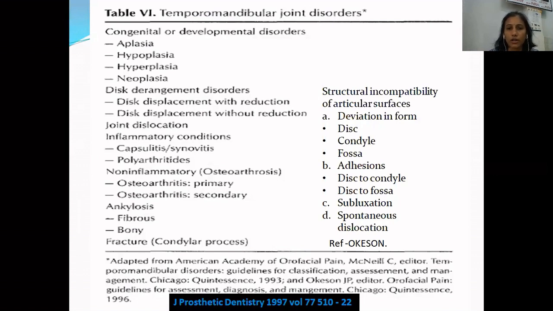Any fractures in the condyle or coronoid. And structural incompatibility of articular surfaces, that is deviation in form, which may be in the disc, condyle or in the fossa. Any adhesions can occur between the disc and condyle or disc and fossa. Then the subluxation, spontaneous, and then the dislocation. So this is the classification of the temporomandibular joint disorders.